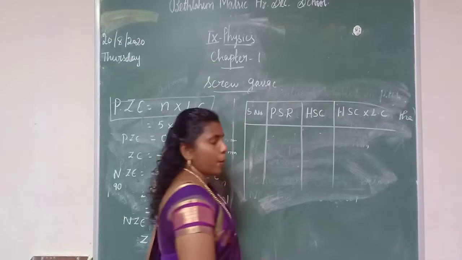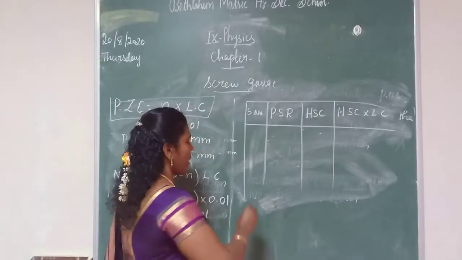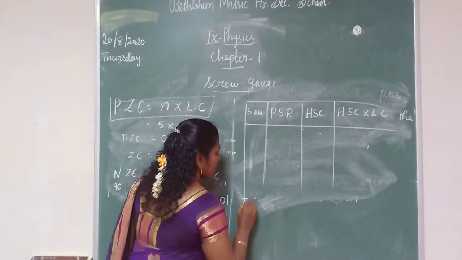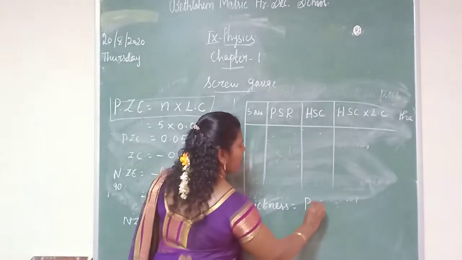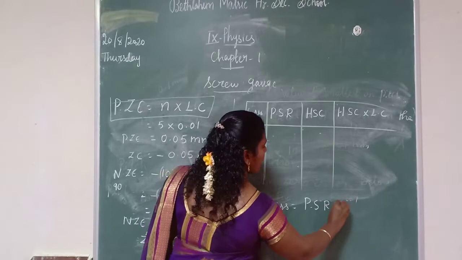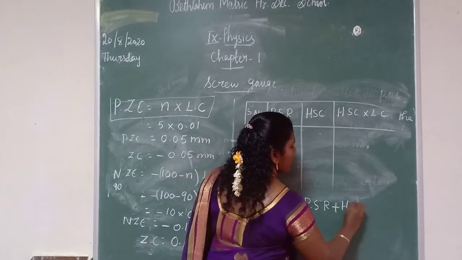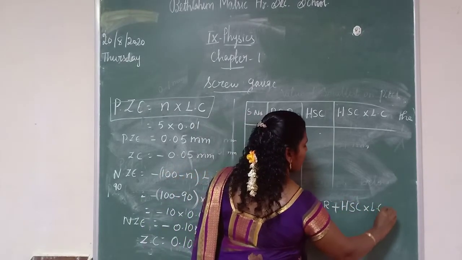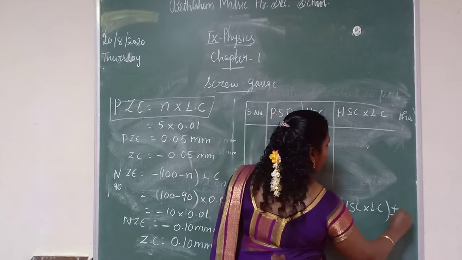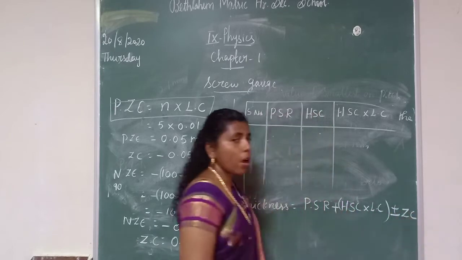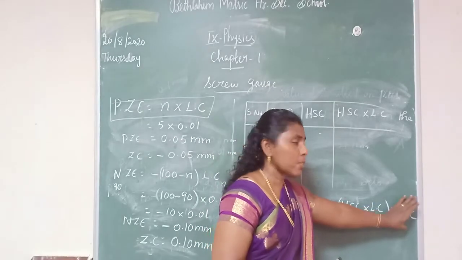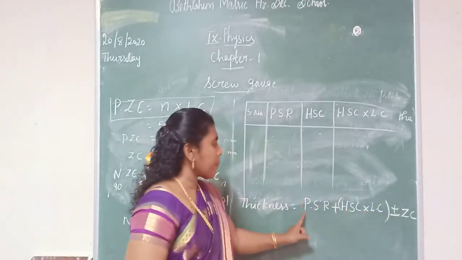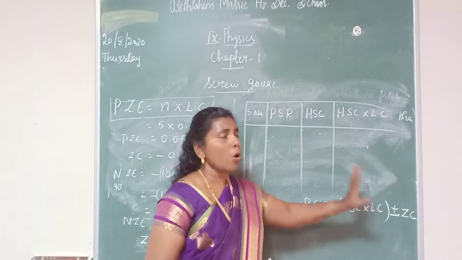Then the final formula to find the thickness of the coin: thickness equal to PSR plus HC into LC, plus or minus VC, that is the zero correction. Whenever there is an error, we have to use the zero correction. Otherwise, the formula is PSR plus HC into LC.